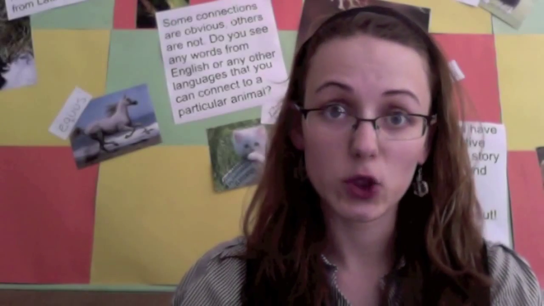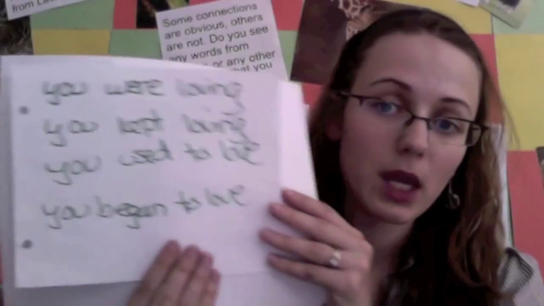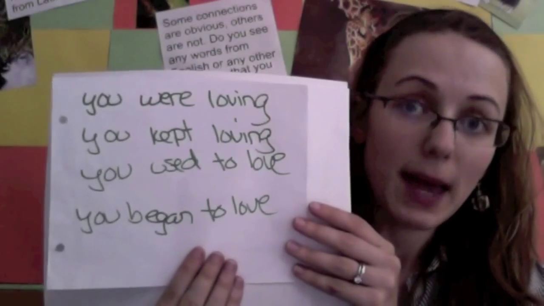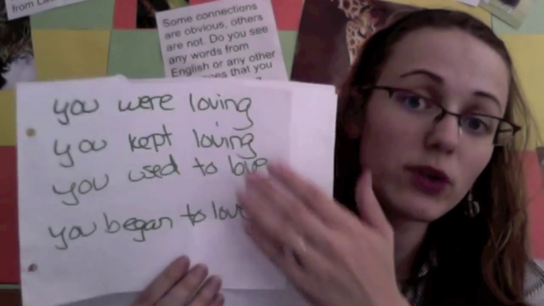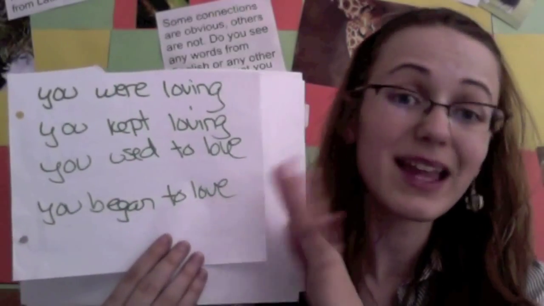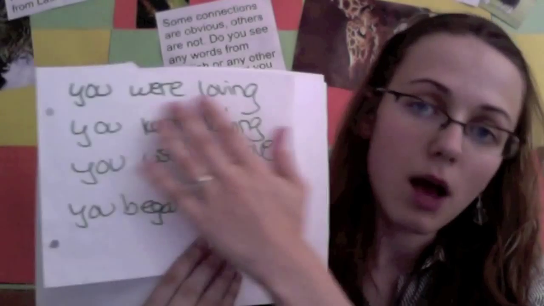Okay, hopefully you came up with one of these four. You were loving, you kept loving, you used to love, or you began to love. Those are the four ways imperfect translates, and that's review. The most common way is the was, were.